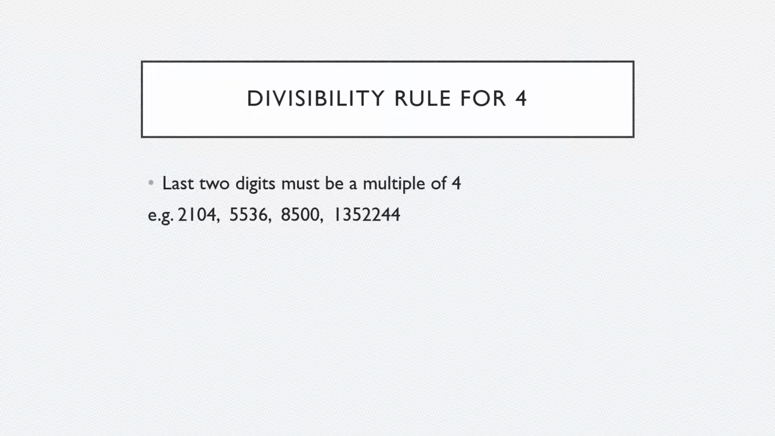So 04 is divisible by 4, so it means the number 2104 is divisible by 4. 5536. 36 is a multiple of 4, so the entire number 5536 is divisible by 4. 8500. 00 is divisible by 4, so the entire number 8500 is divisible by 4. 1352244. 44 is divisible by 4, so the number 1352244 is divisible by 4.